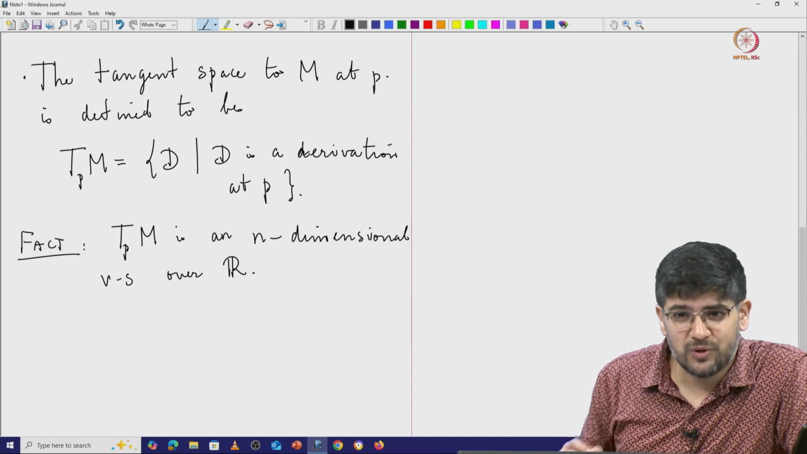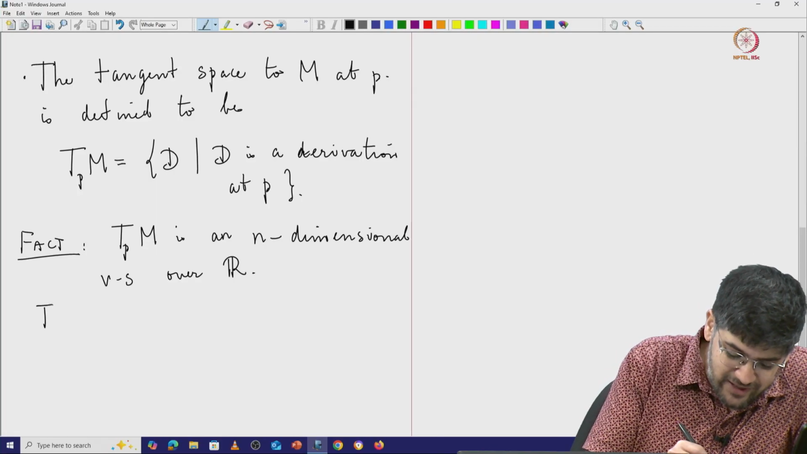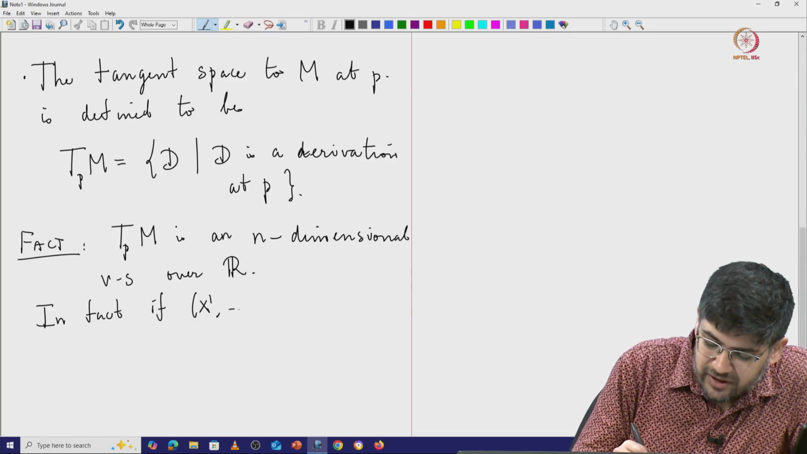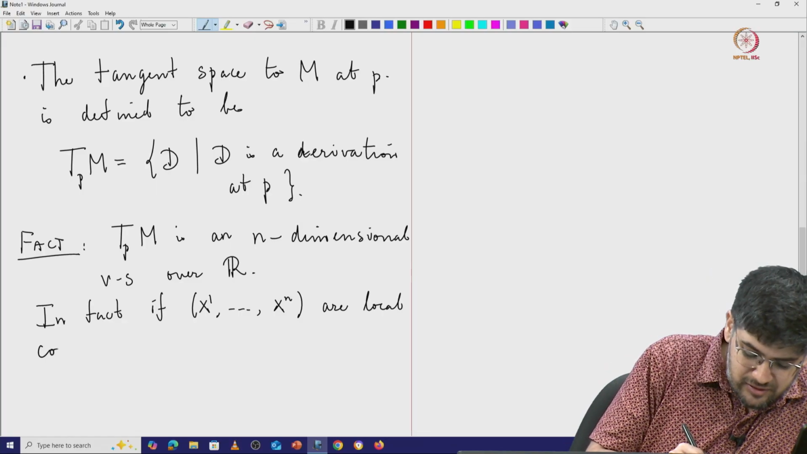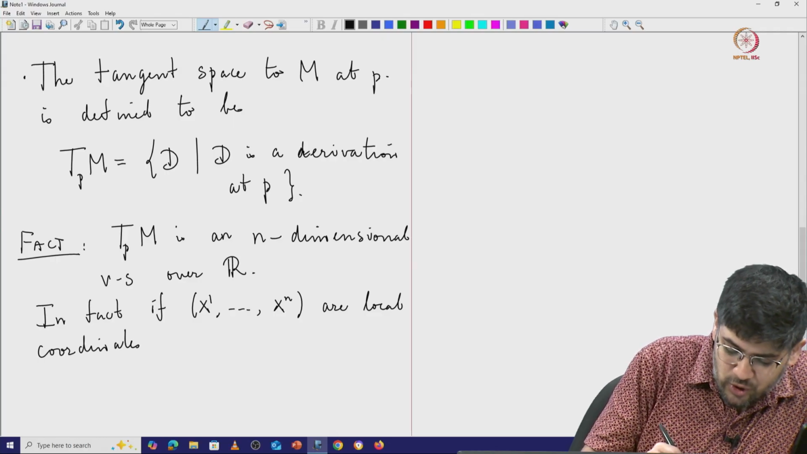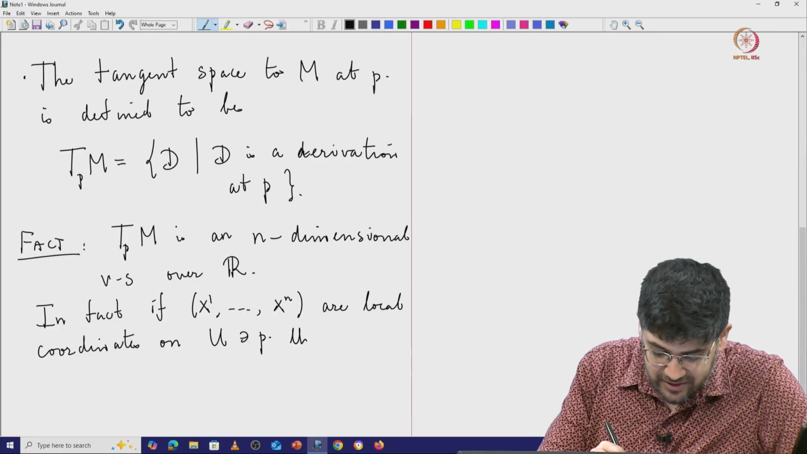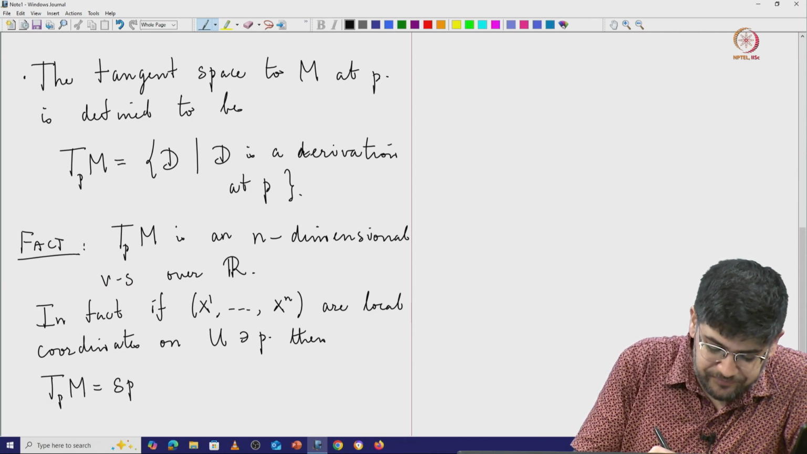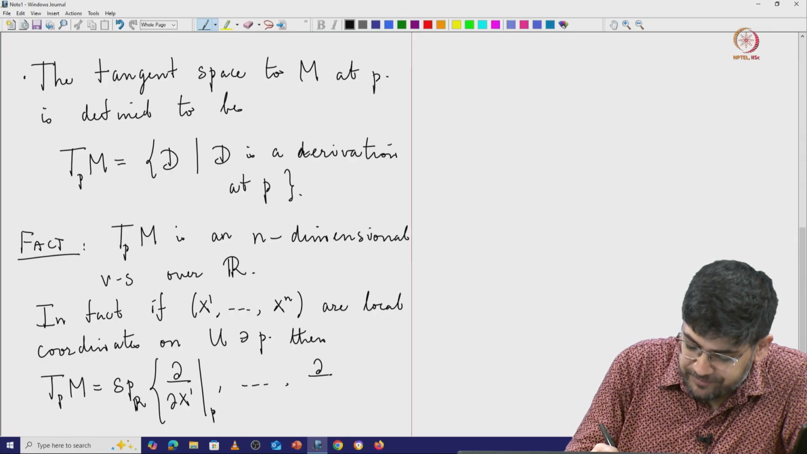So in fact one can also write down a basis for this vector space. So in fact if x1 up to xn are local coordinates on some open set containing this point P, then one can actually write the tangent space as the span of these basis vectors.